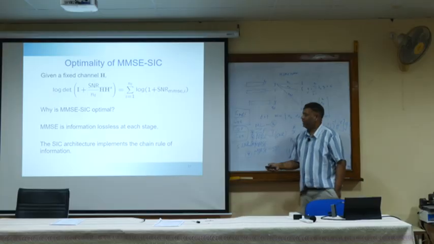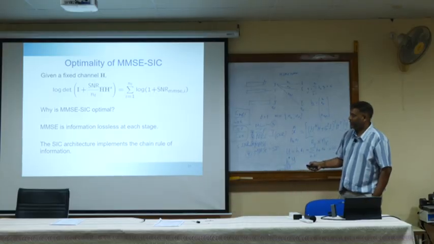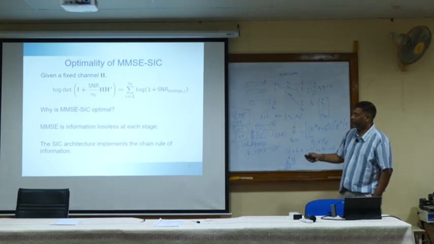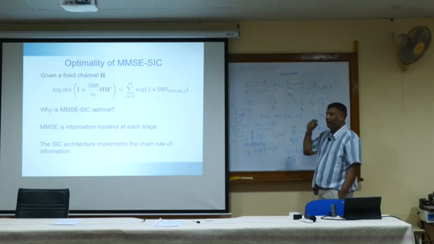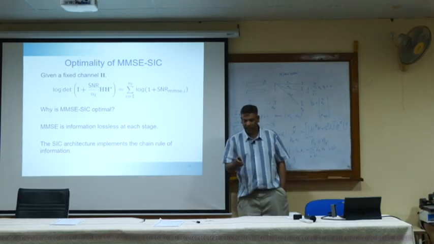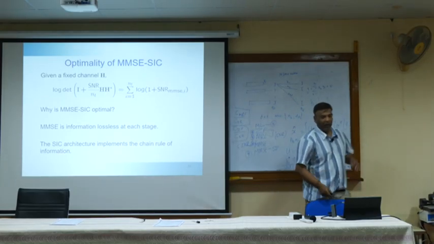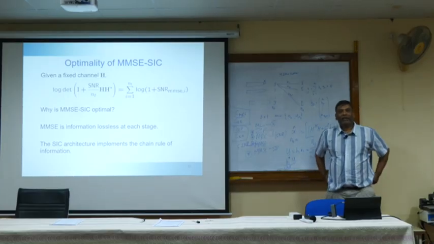MMSE is information lossless at each stage, and the successive interference cancellation architecture implements the chain rule of information. That is why MMSE SIC is optimum. Any question?